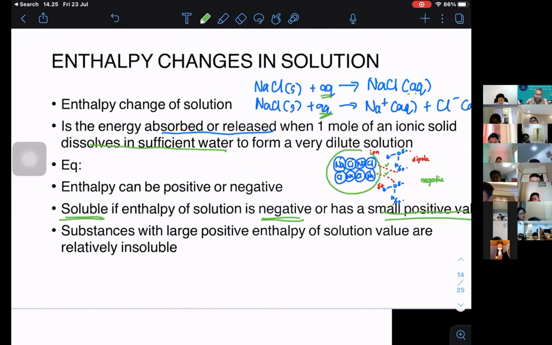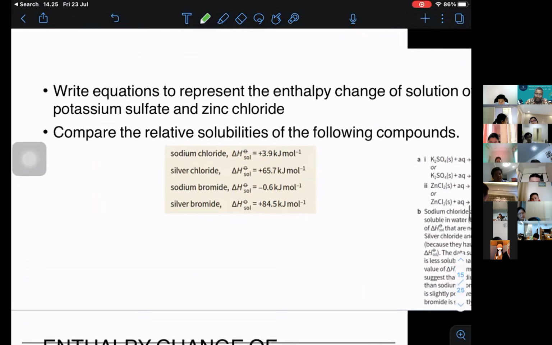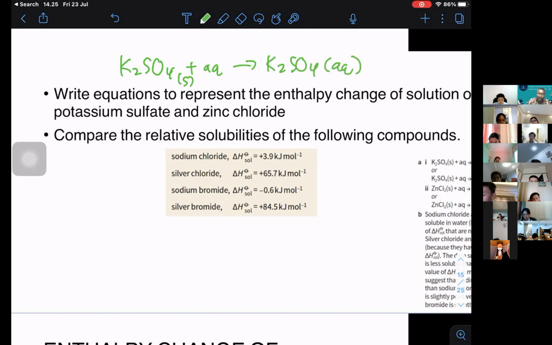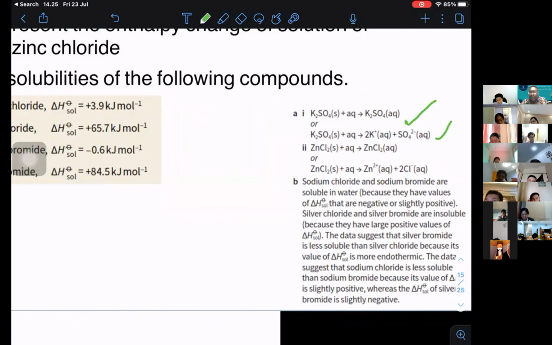So this is going to be very important because this is going to help us to understand more about solubilities. So you see here, write the equation to represent the enthalpy change of solution of potassium sulfate and zinc chloride. Very easy. I'll just show you for K2SO4. So for K2SO4, it's a solid, you add aqueous, and then they are going to give you K2SO4 aqueous. You can write it like this, or you can write 2K+ and SO4 2- and put aqueous. That's it. You can use any of these to write the solution.